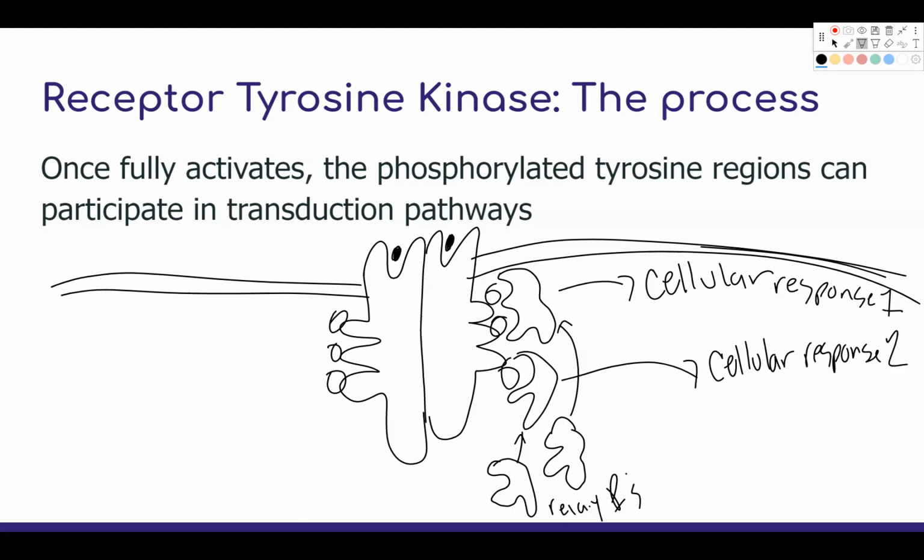What's really cool about this is that we can have multiple cellular responses from one receptor, because we can have multiple relay proteins bind to those activated tyrosine regions.